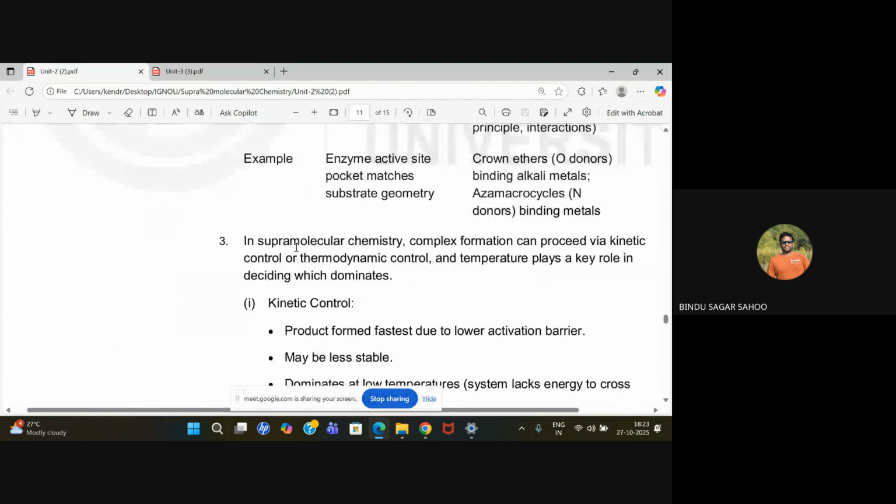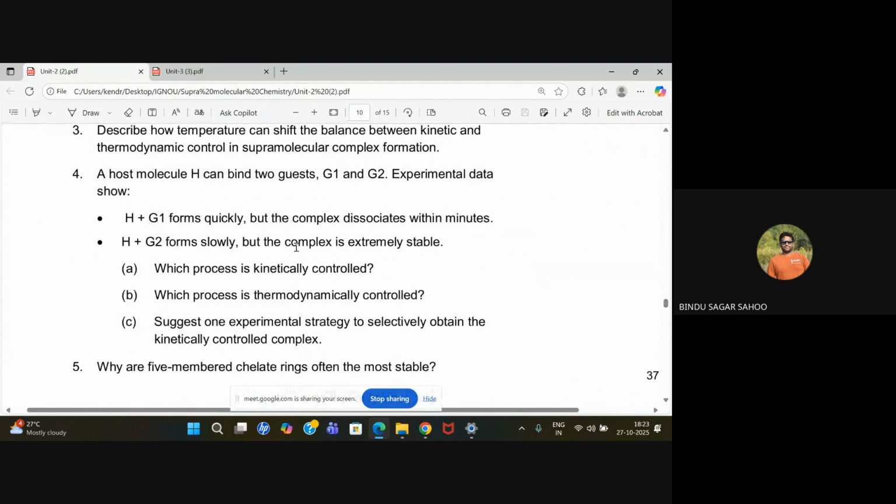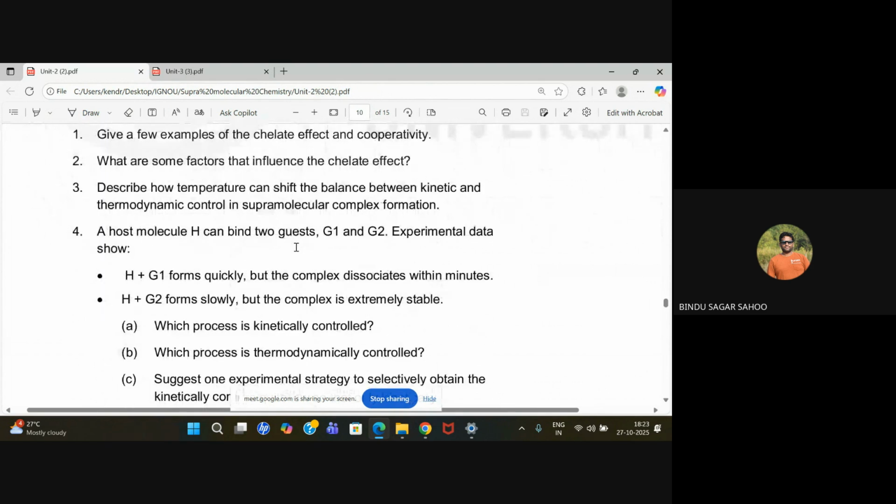So you can check the other questions also. Discuss how temperature can shift the balance between kinetic and thermodynamic control in supramolecular complex formation. You know the lower temperature always favors the kinetic products, and the higher temperature always favors the thermodynamically controlled products.